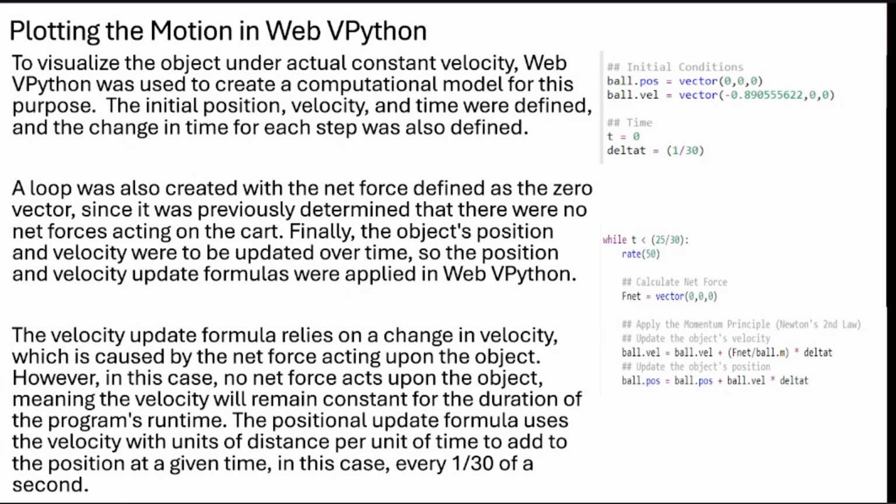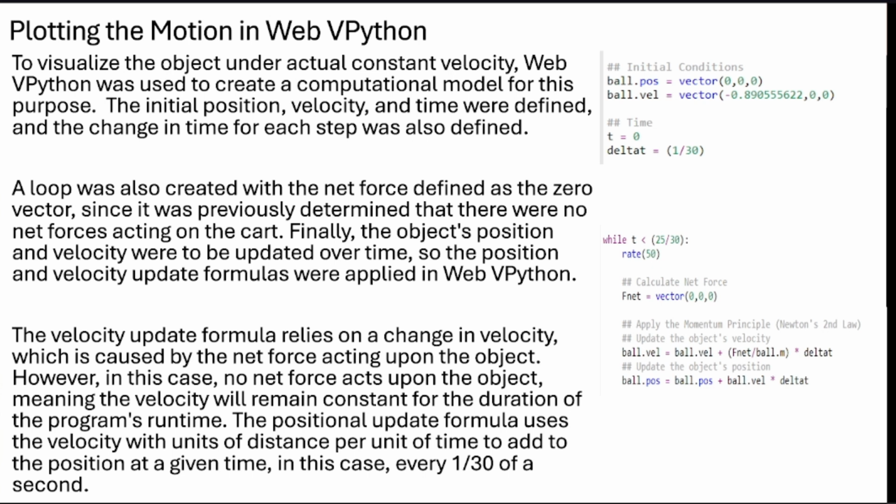Plotting the motion in WebVPython. To visualize the object under an actual constant velocity, WebVPython was used to create a computational model for this purpose. The initial position, velocity, and time were defined, and the change in time for each step was also defined. A loop was created with the net force defined as the zero vector, since it was previously determined that there were no net forces acting on the cart.